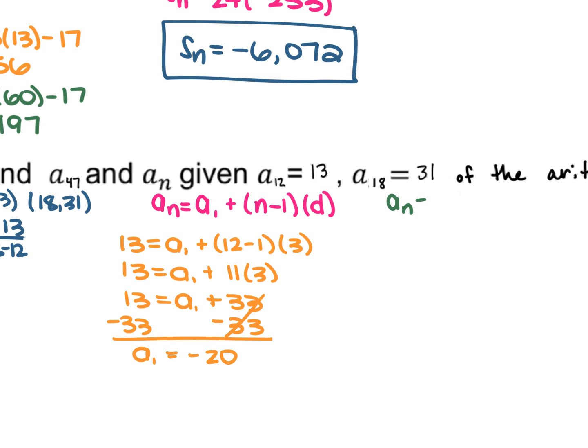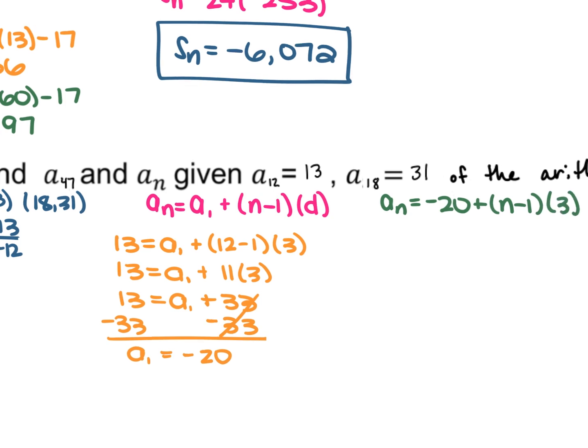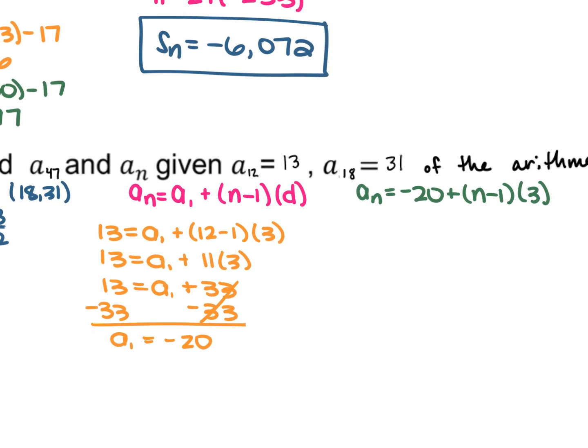Your a sub n is going to equal your a sub 1, which is negative 20, plus n minus 1 times d, which is 3. A bunch of you got points taken off on your quiz because when you wrote your rule for a sub n, your d term was not in parentheses, which means it didn't represent multiplication. You need to put the parentheses around the 3. You can't just put plus 3. You can't put minus 3. It's got to be parentheses 3, close parentheses.